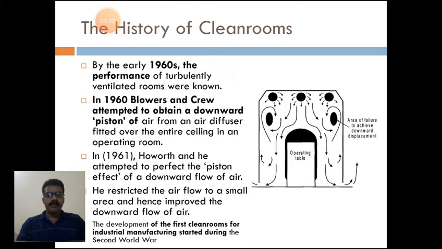The development of the first clean room for industrial manufacturing started during the Second World War. This was mainly in an attempt to improve the quality and reliability of instruments used in guns, tanks, and aircraft.